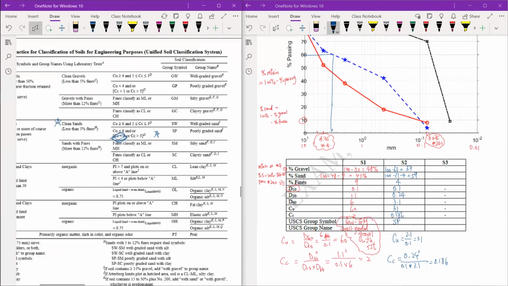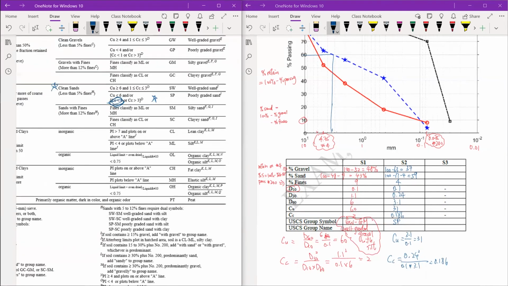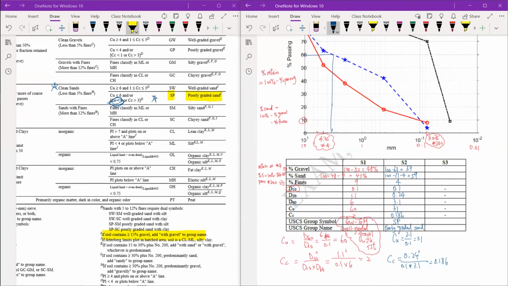So in this case, we can find our group symbols, and for the group name, we also have a further subscript to handle here: poorly graded sand, given the condition of whether we have enough gravel. If we have more than 15% gravel, we need to add "with gravel" to the group name. So this is the condition right there. In this case, we have 37% gravel, which is greater than 15%. So eventually, our group name is poorly graded sand with gravel.